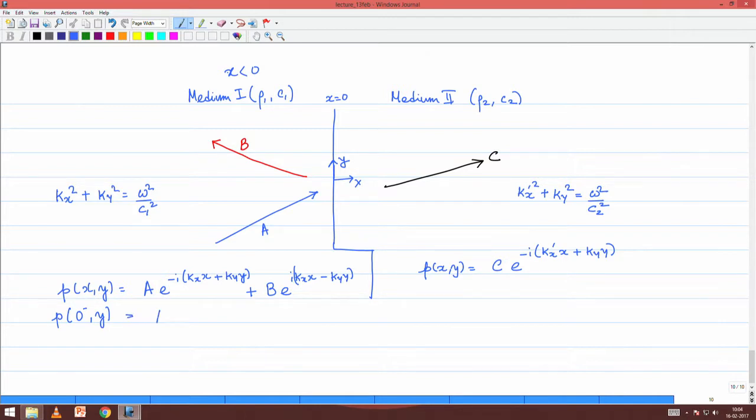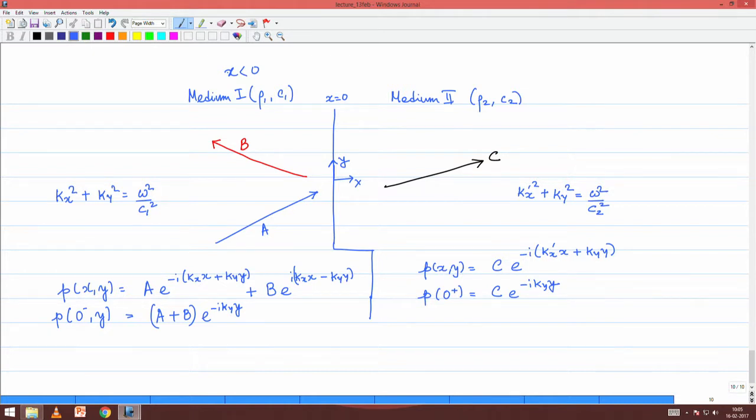Here we will get (A plus B) e to the power minus i k y y, by substituting x equals 0. And from the other side, what we will get is P at 0 plus, which is C e to the power minus i k y y. So, that again establishes the fact that k y between these two regions has got to be the same, which was anyway proved earlier.